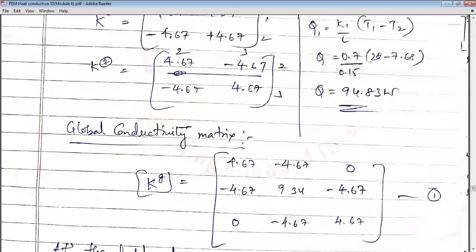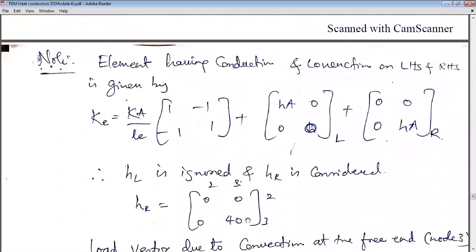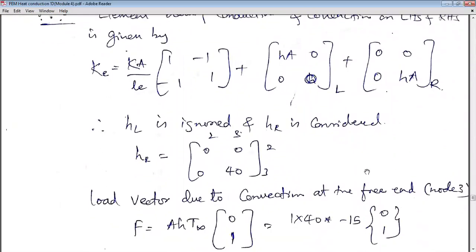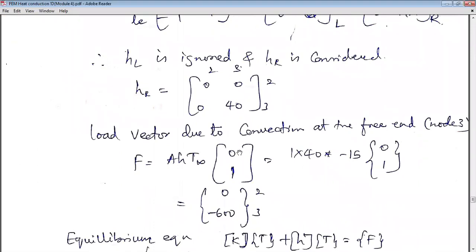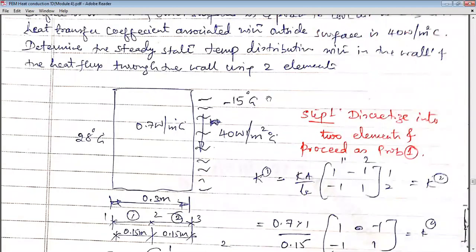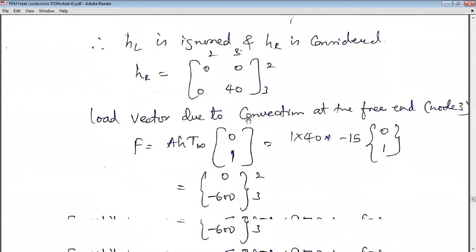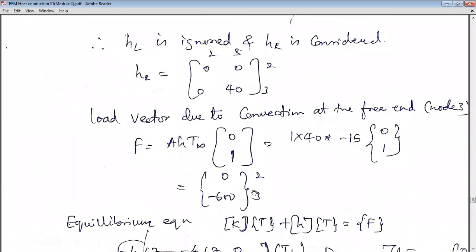H is how much? It's given as 40. You can see 40 is given. So 40 into 1, all for 1 meter square. So load vector H infinity, 0, 1 to the right. If it is to the left, it is 1, 0. T infinity is given as minus 15 degrees Celsius, something related to refrigerator applications. T3 substitute, you get minus 600, where it is 2, 3. 2, 3 is the node connected to the surface.